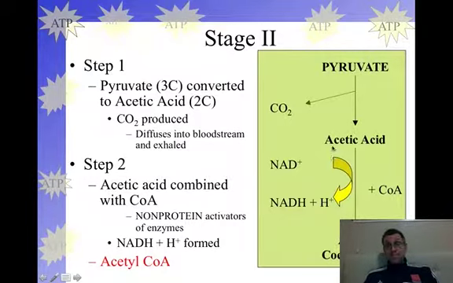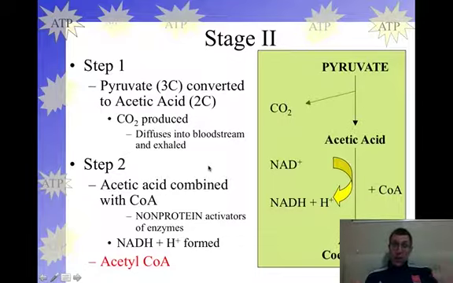Acetic acid that's now formed combines with a molecule of coenzyme A. Acetic acid plus coenzyme A gives us a molecule of acetyl-coenzyme A, usually termed acetyl-CoA, just the abbreviation. In that process, an NAD forms an NADH. Because we started with 2 pyruvate molecules, we form 2 NADHs and 2 acetyl-CoAs in this process. We also form 2 carbon dioxide.